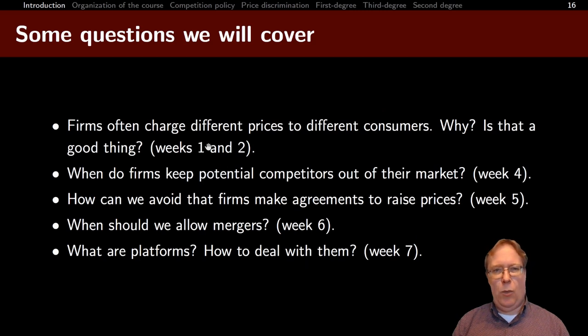So a bit more detail, in weeks 1 and 2, we will look at price discrimination. So firms often charge different prices to different consumers. Is that a good thing? Why would they do that? Why is that a good business model? In week 4, we will look at when do firms keep potential competitors out of the market? How can they do that? Does that make sense? How can we avoid that firms make agreements to raise prices? That's another concern that we will address in week 5. Mergers are the topic mainly of week 6, and platforms and R&D will be addressed in the last week of this course.